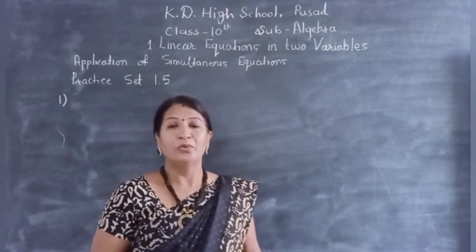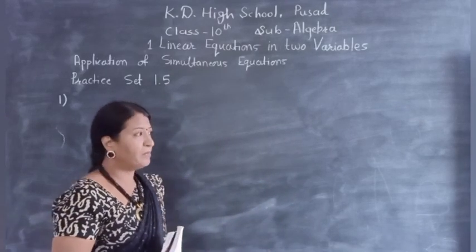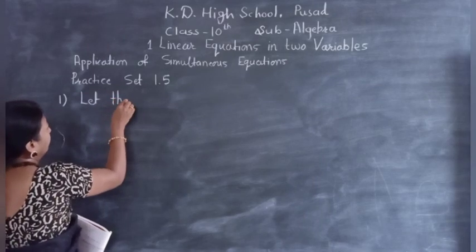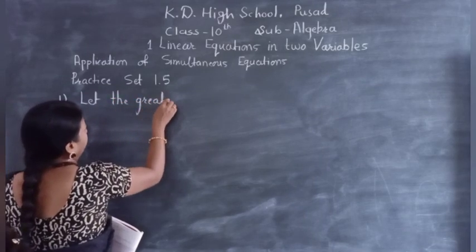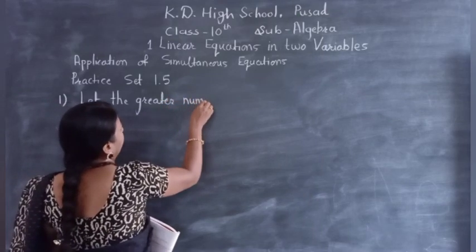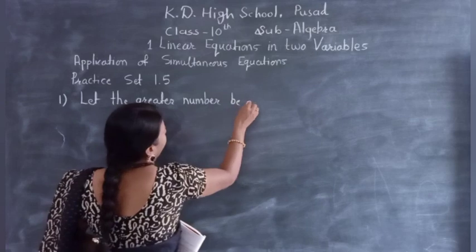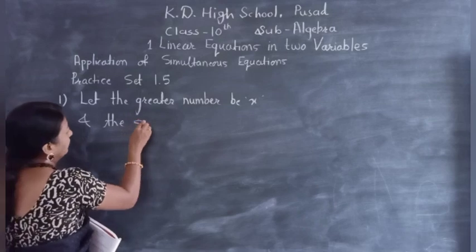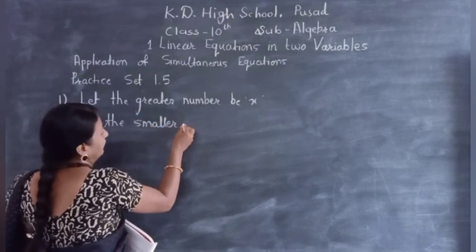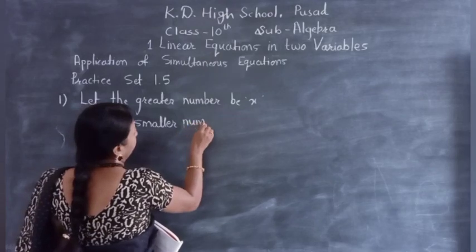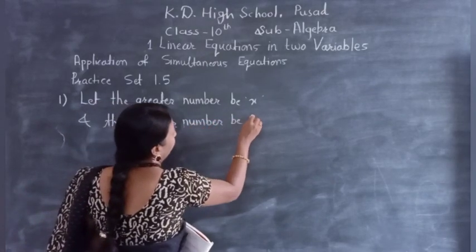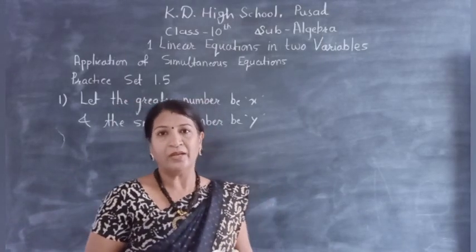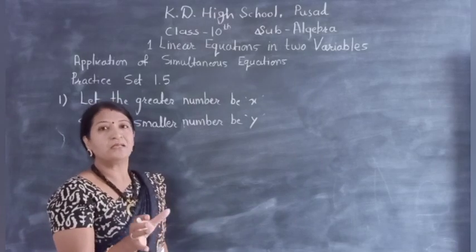So we start our first example. We have to find out two numbers. It means we have to consider two variables. Let the greater number be x and the smaller number be y. Two numbers differ by 3. It means the difference of two numbers is 3.